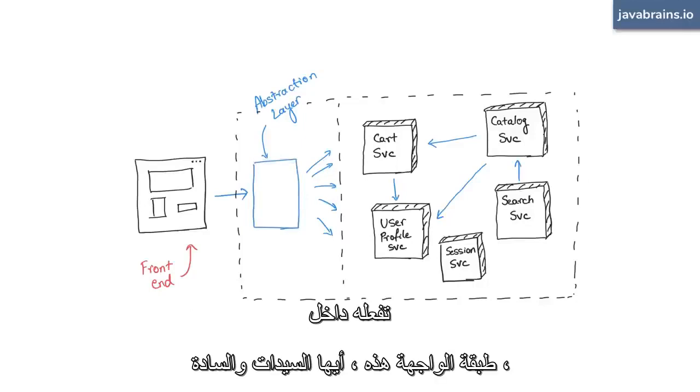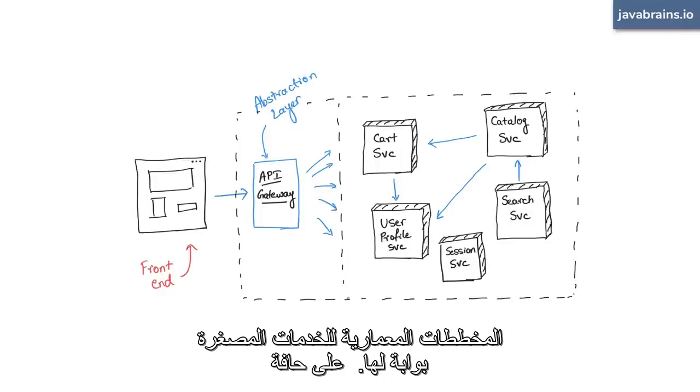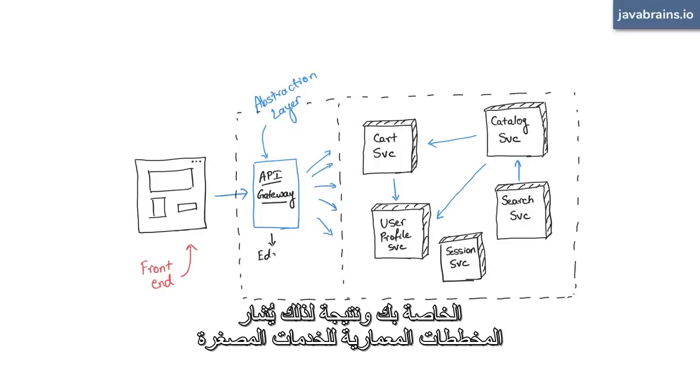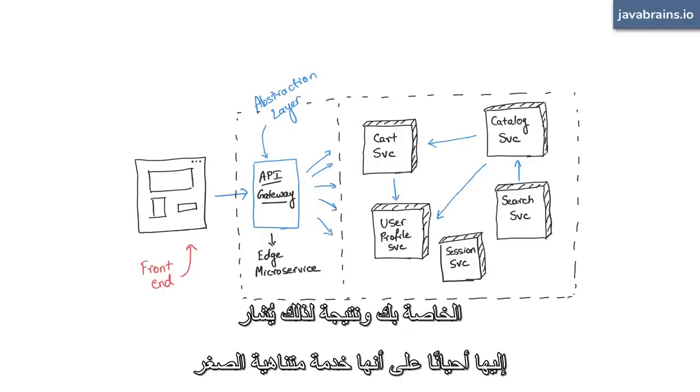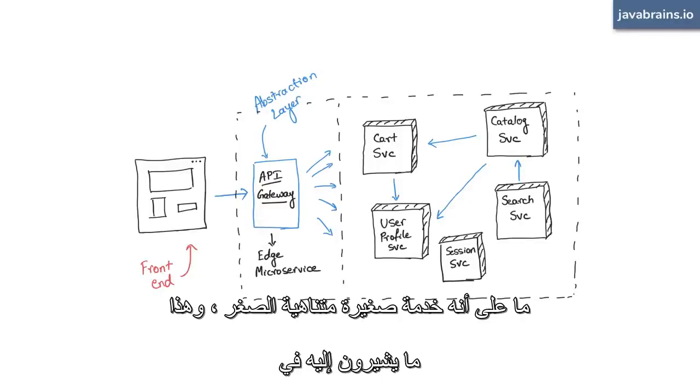This facade layer, ladies and gentlemen, is what's called an API gateway. It's as simple as that. It's a gateway. It sits at the very edge of your microservice architecture diagrams. And as a result, it's sometimes referred to as an edge microservice. When people are referring to something as an edge microservice, this is what they're referring to.